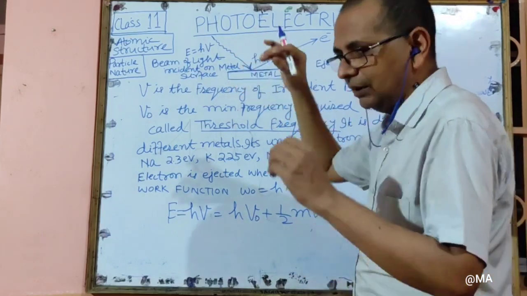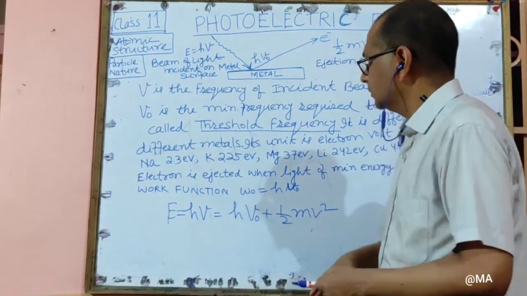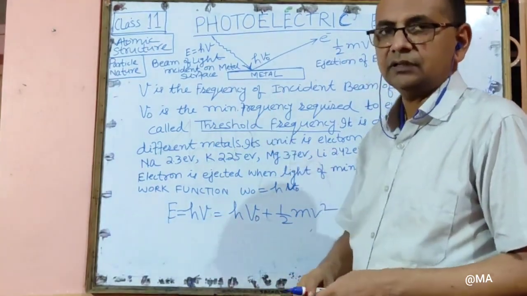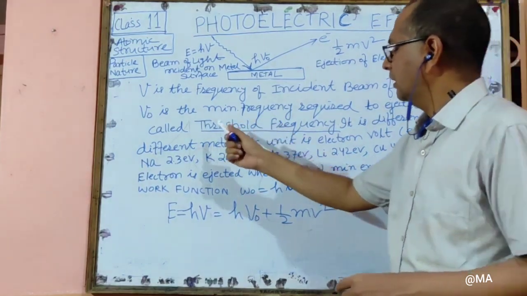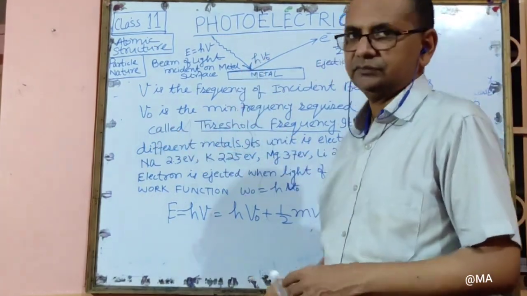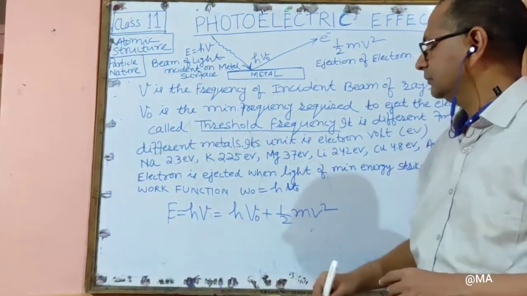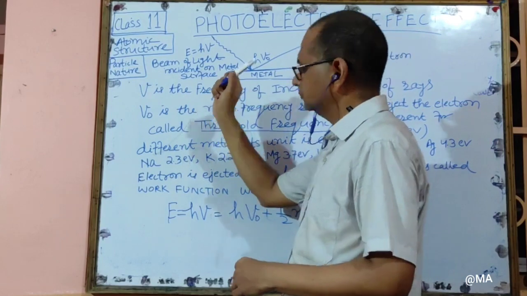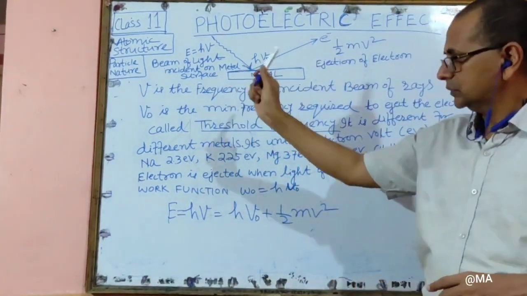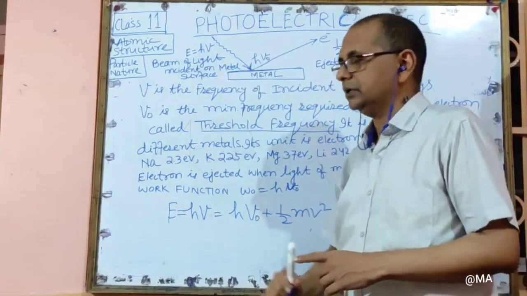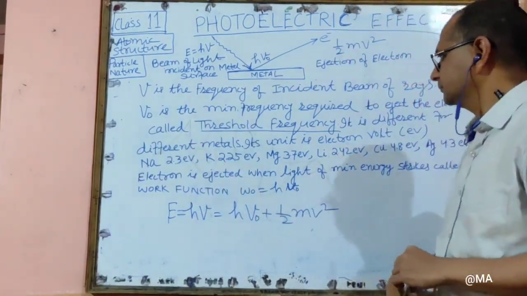The minimum frequency required to eject the electron is called the threshold frequency, and this is denoted by nu naught. So nu naught is the minimum frequency required for the beam of light falling on the surface of the metal to eject the electron.